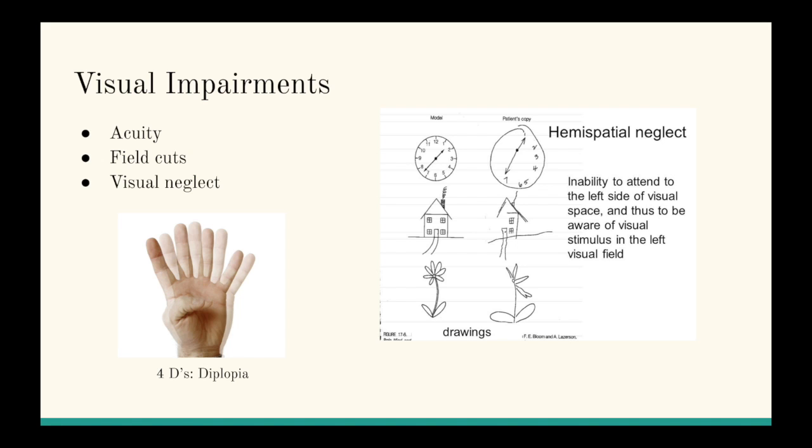This is the perception of two images of a single object, or in layman's terms, double vision. Visual impairments can affect ADLs and IADLs and many things that an individual may have done prior to a TBI. OTs would then need to work with an individual with these visual impairments so that they can either adjust, adapt, learn, or go back to their occupations and being independent.